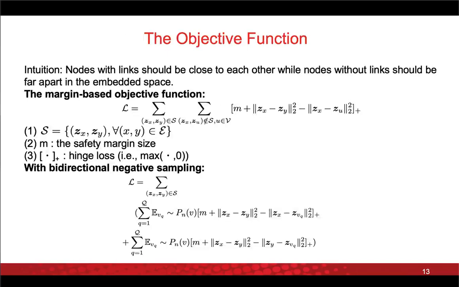Based on the intuition that nodes with links should be close to each other, while nodes without links should be far apart in the embedding space, we design a margin-based objective function, where S refers to the set of edges in the network, which consists of pairs of aggregated embeddings of endpoints, and M is the safety margin size. To further improve training efficiency and effectiveness, we use the technique of bidirectional negative sampling, which considers the negative samples of both endpoints.